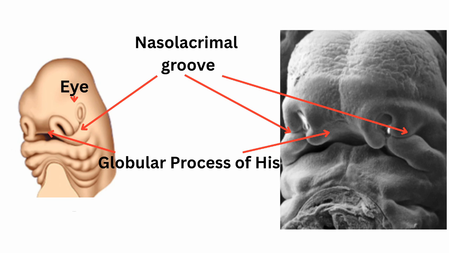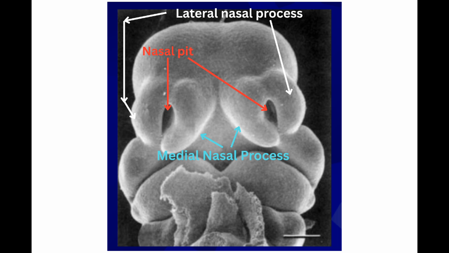In this you can see that the medial nasal process is more prominent than the lateral nasal process, and the enlarged caudal end of each medial nasal process is called the globular process of His, and from this develop the philtrum and the upper lip. So globular process of His to philtrum and upper lip.